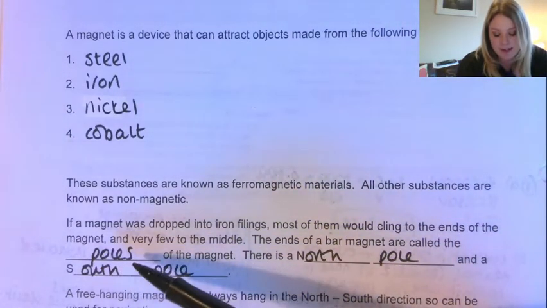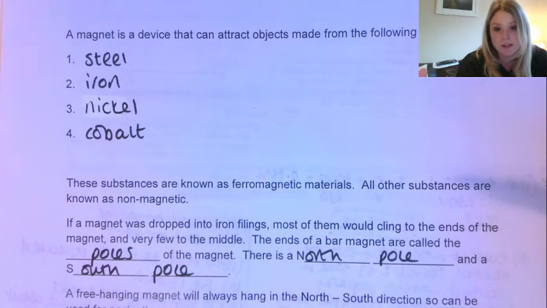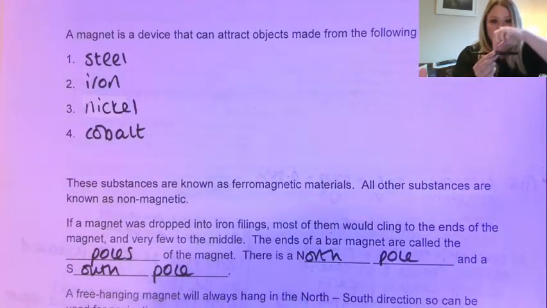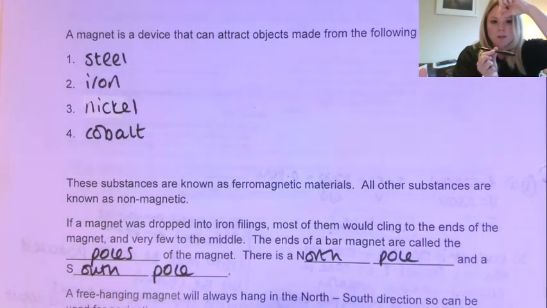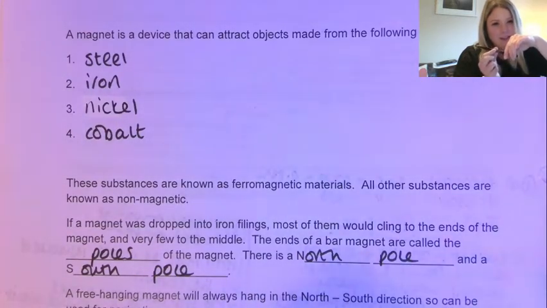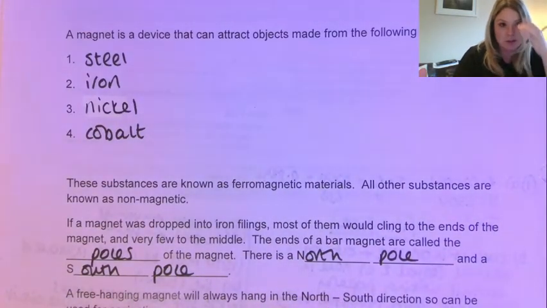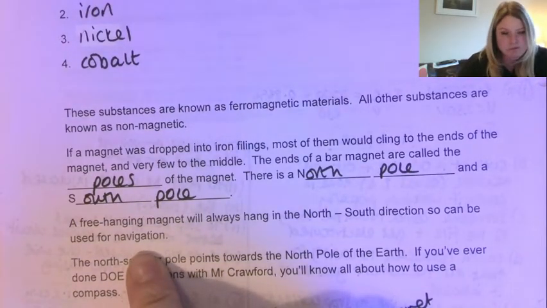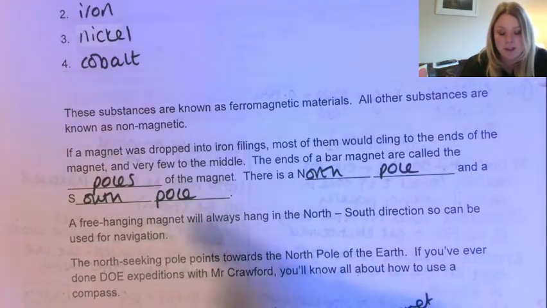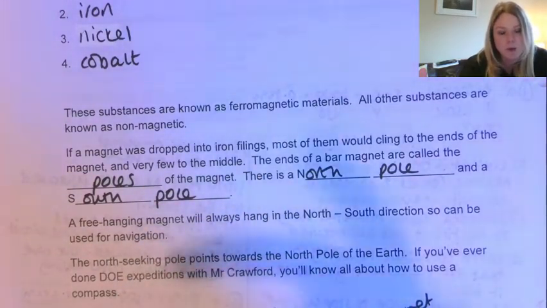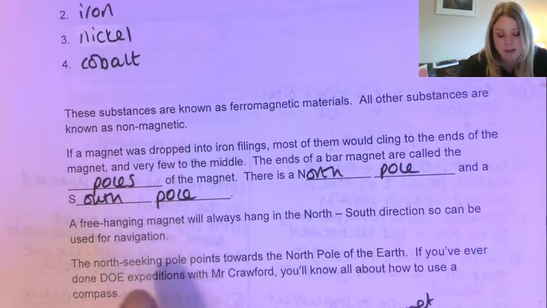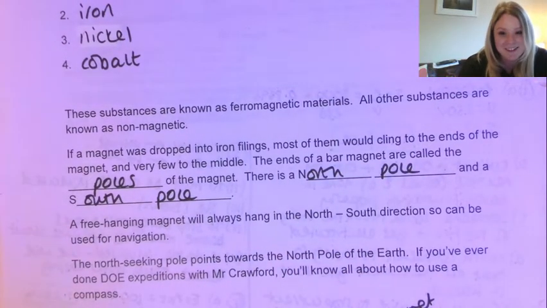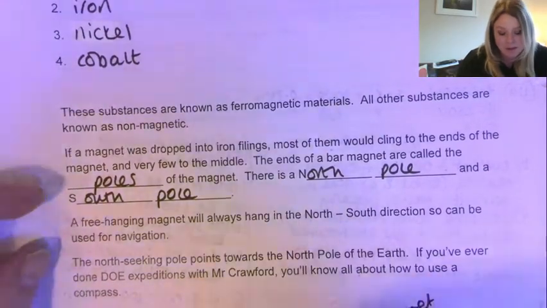So the ends are called the poles, and there's a north pole and a south pole. If you have a wee magnet and you just suspend it from a bit of string, it'll always rotate and then it'll settle in a north-south direction. And because of that, it's really good for navigation. So before we all used our phones for GPS and all that kind of stuff, people would have used compasses way more than they do these days. And if you were doing your Duke of Edinburgh, you maybe got a wee go with that.